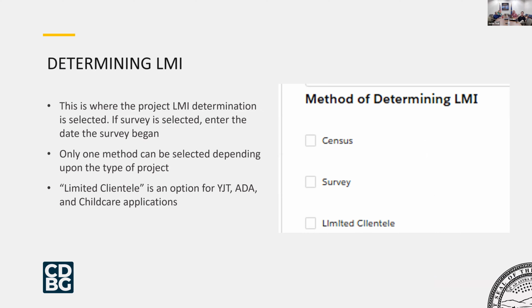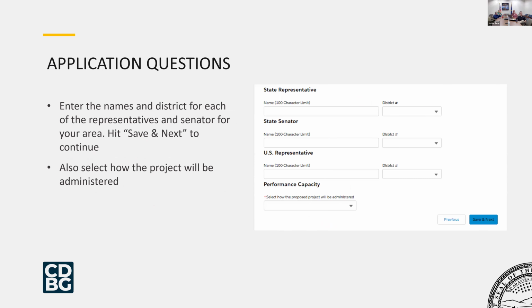So how did you arrive at that determination, whether that was census or you conducted a survey or you're claiming the limited clientele benefit. So again, particularly if you're filling out an application for youth job training or any ADA compliance improvements or childcare center options or senior centers as well.